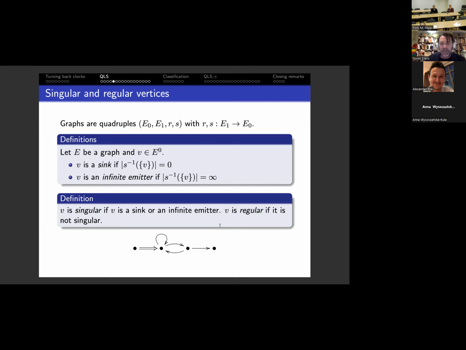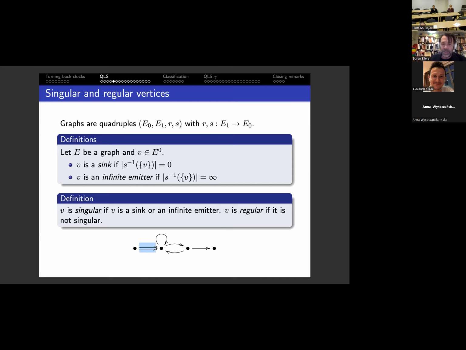And then we have to be a little bit careful when we have general graphs. There's something special about a sink. A sink is a vertex in a graph which has nothing emitting from it, so it's a place where you end up and you cannot leave. And an infinite emitter is something that emits infinitely many edges. Those are special. We call them singular vertices, and the regular vertices are those that are not singular. And here's a graph that's supposed to have a little bit of each.